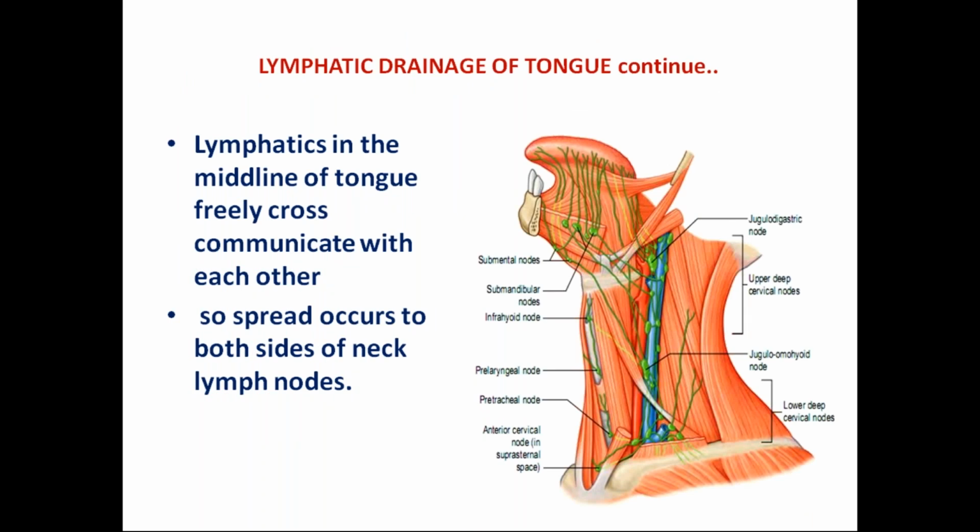The lymphatic drainage of the tongue is also midline. Lymphatics in the midline of the tongue freely cross and communicate with each other, as shown in the figure. So they spread across to both sides of the neck and the lymph nodes.